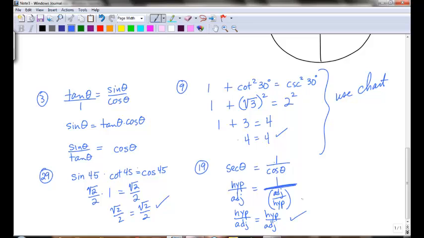Okay, so when it says use the definition, like on 19 through 28, you go all the way back to opposite, adjacent, hypotenuse, and verify it that way.